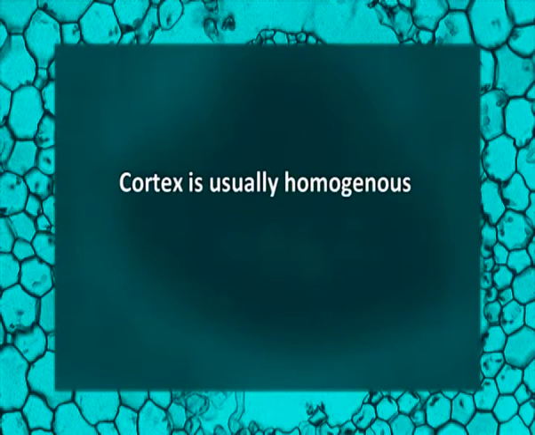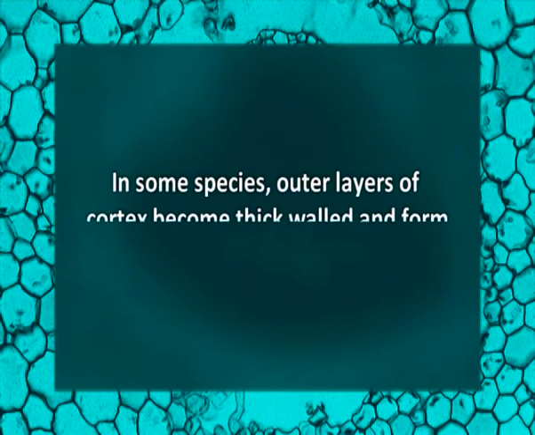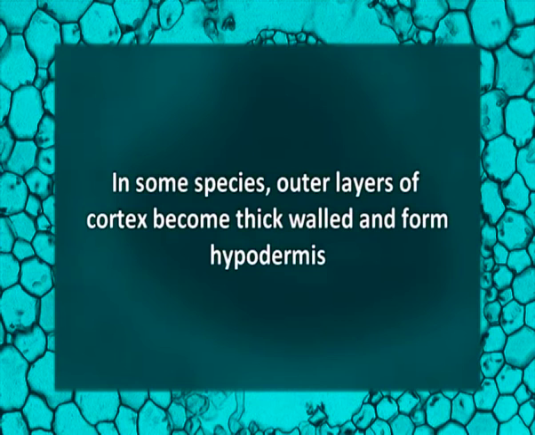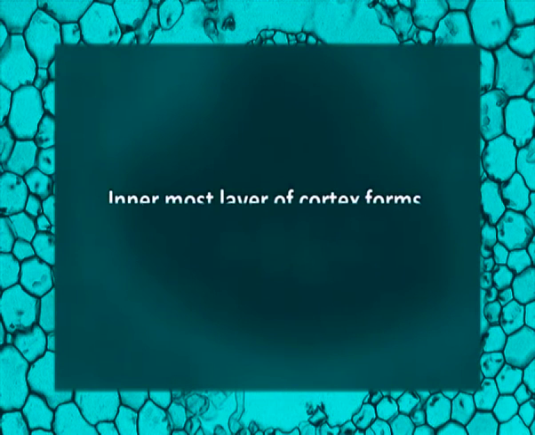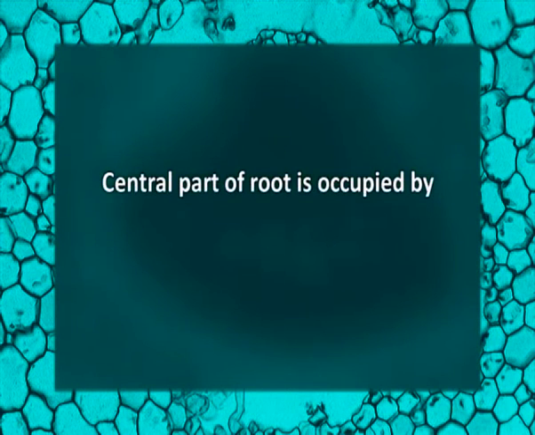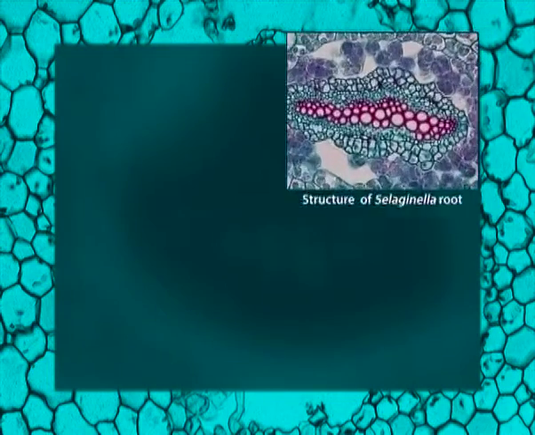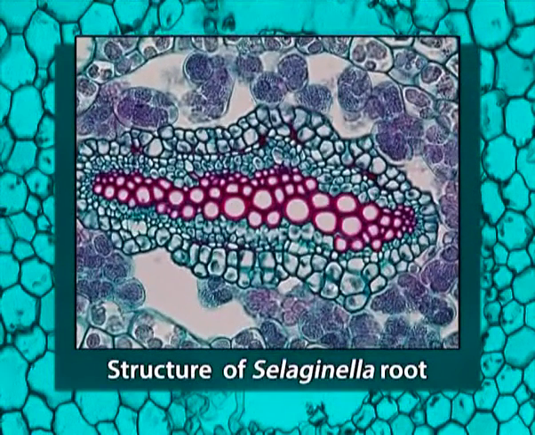The cortex is usually homogeneous, consisting of many layers of thin parenchymatous cells. But in some species, the outer layers of the cortex become thick-walled and form a hypodermis. The innermost layer of the cortex forms the endodermis. The central part of the root is occupied by a protostele, surrounded by 1 to 3 layers of parenchymatous pericycle. The xylem, which forms the central solid core of the stele, is monarch to tetrarch and exarch. The phloem occurs in the form of a ring around the xylem.